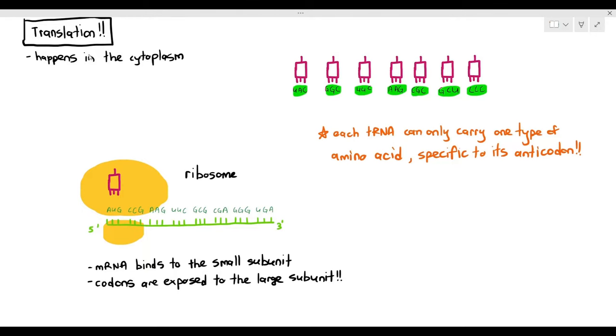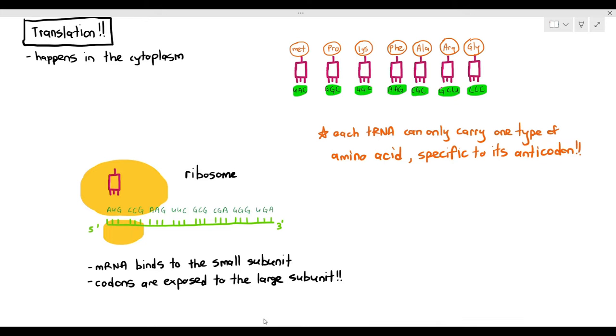For example, if the tRNA has an anticodon of UAC, it will carry an amino acid called methionine, which I've shortened to MET. A tRNA with an anticodon of GGC will carry an amino acid called proline, shortened to PRO. A tRNA with an anticodon of UUC will carry an amino acid called lysine. Do we have to memorize which tRNA carries which amino acid? No, we don't. It is not something you will have to memorize. Biology is not cruel like that, so don't worry about this.